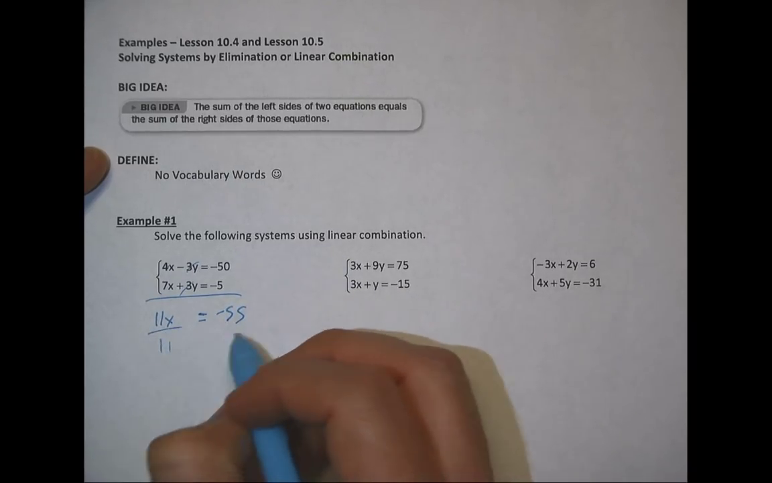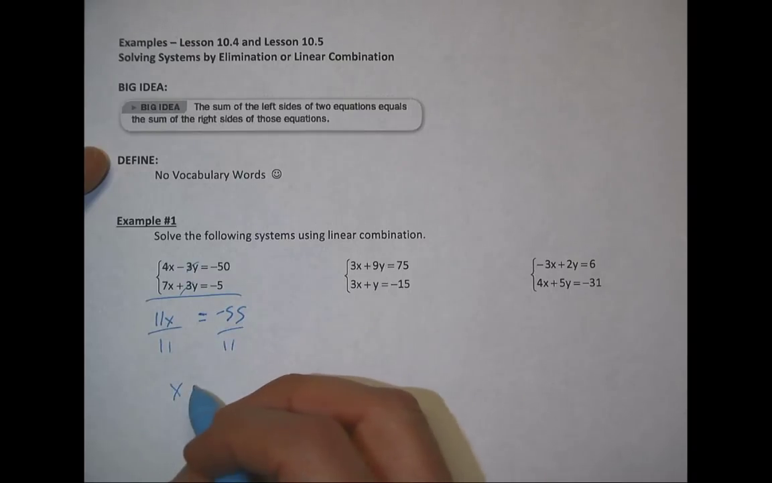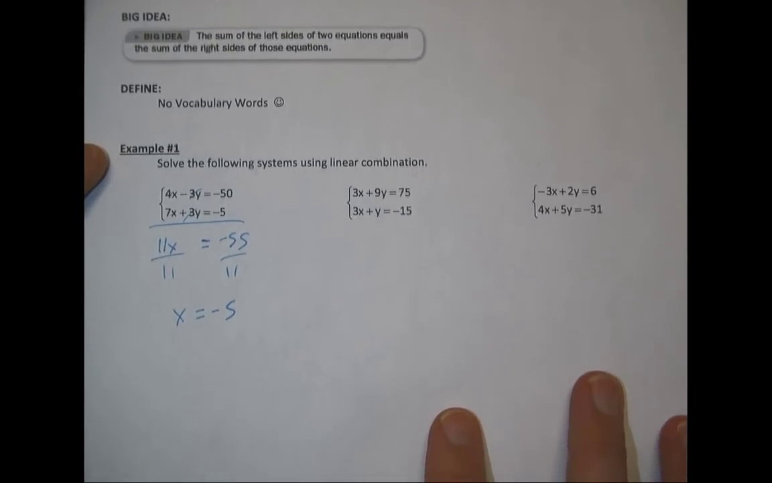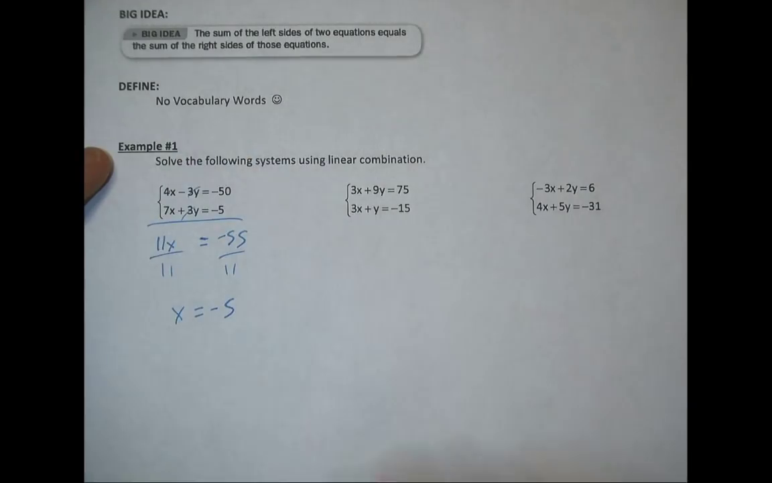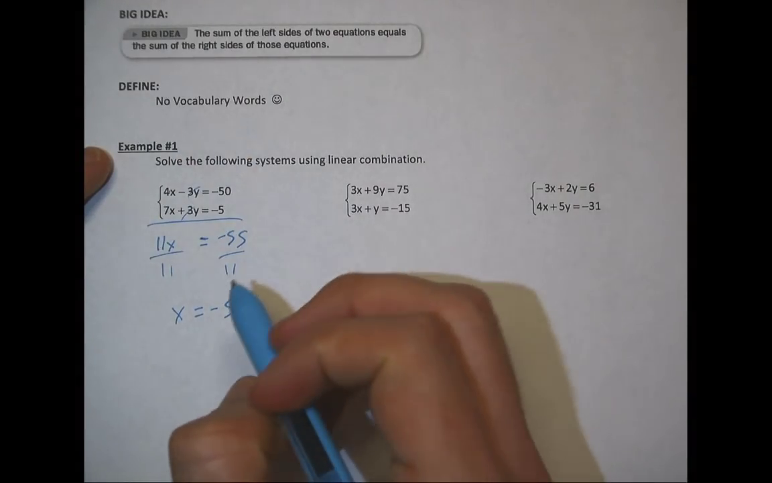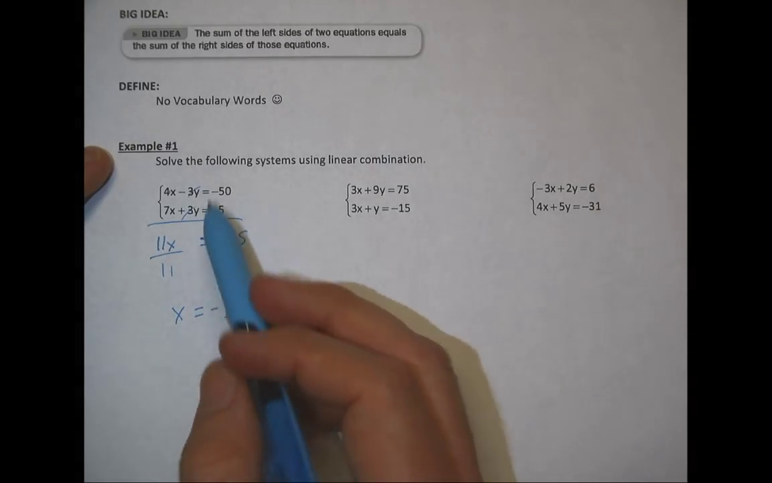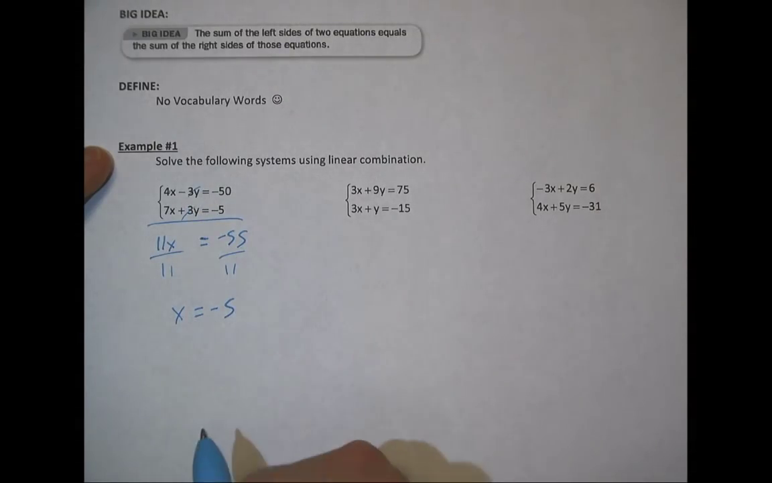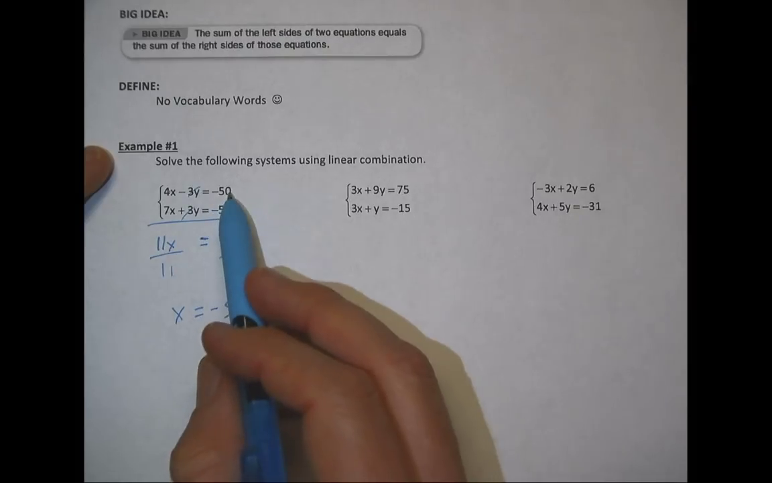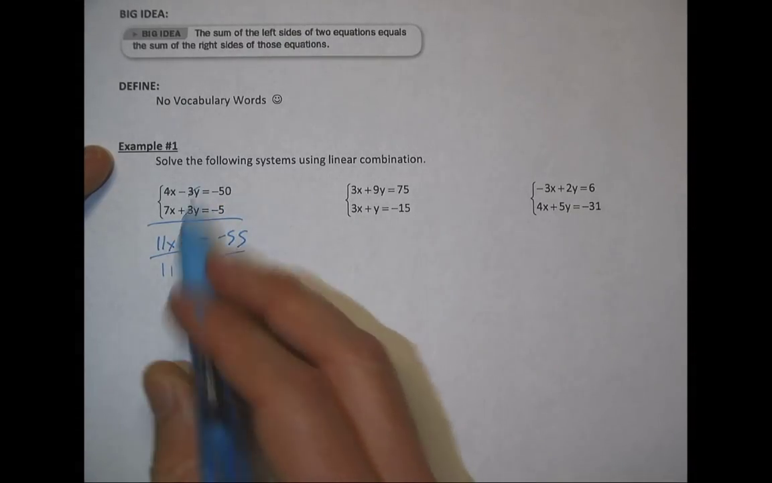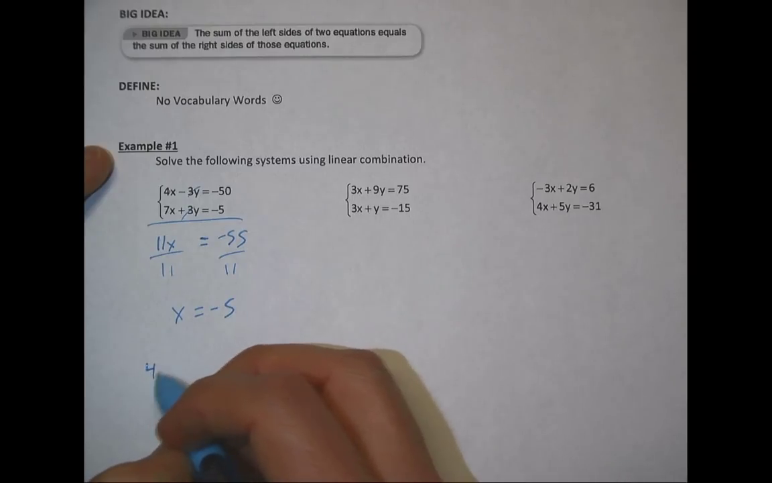So to finish this off, I would just divide by 11, and I've got my answer of negative 5 for x. Just like we have been doing, once we have this, we're going to go back and plug it in to either one of those equations, and we can go ahead and find the y, because remember, the solution is always an x and a y. All right, so if I go back and plug it in, it does not matter which one I choose. Either one is fine. So I'm just going to choose the first one. So it's going to be 4, and then instead of x, I'm going to put negative 5.